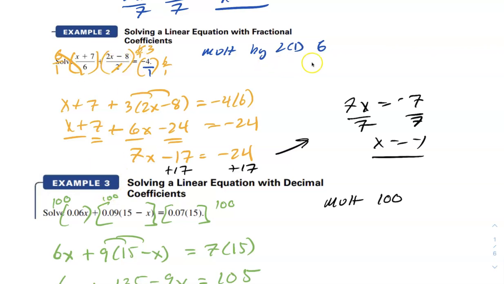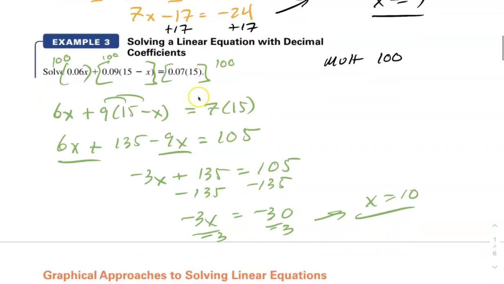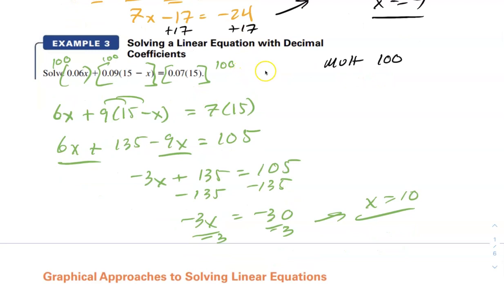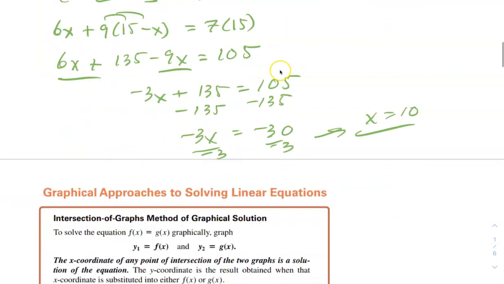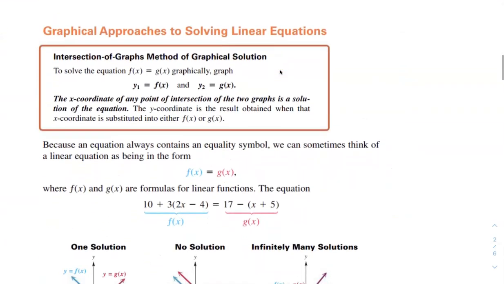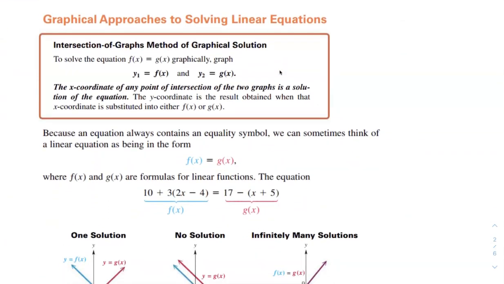If you have a fraction, multiply by the LCD, makes it nice. If you have decimals, multiply by powers of 10, like factors of 10 that make the decimals go away. All you have to do is count which number has the most decimals, and use that to get rid of them. Now let's talk about how to do it with the calculator.